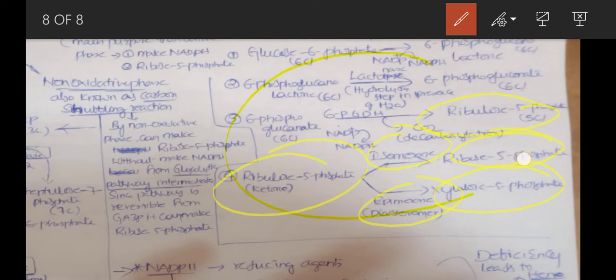This phase is called the oxidative phase. Okay, oxidative phase. Remember guys, this is the oxidative phase.